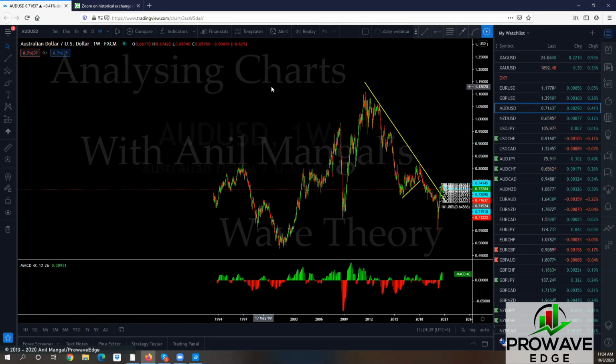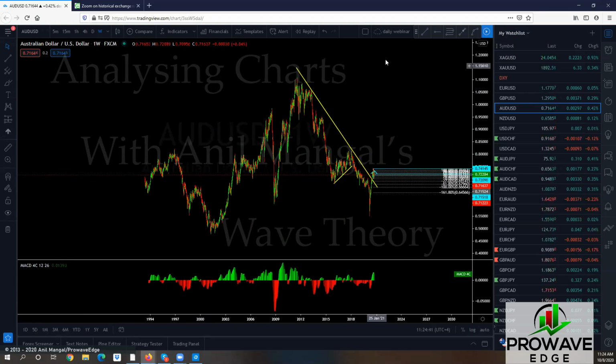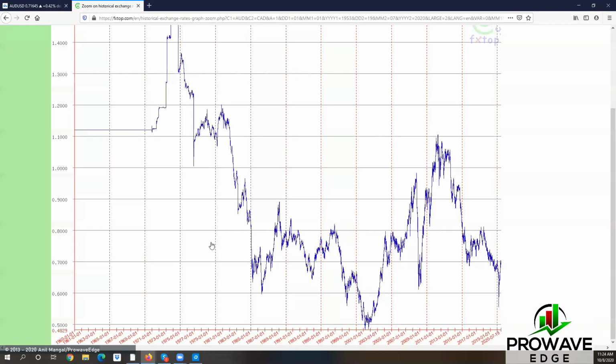The Aussie dollar. This was the lowest point the Aussie dollar has ever been, right? That's the historical low. Here's a historical chart. See, that's the lowest point, coming from the top. As you can see in this chart, we've had a big correction in here.